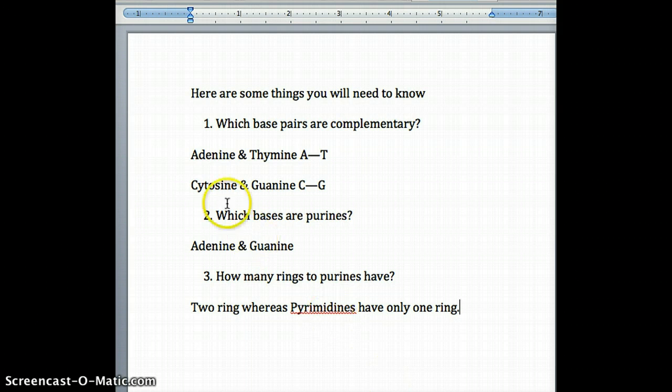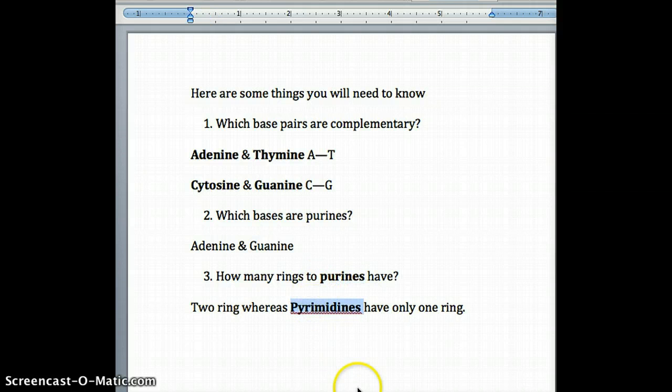Now, as you can see, you have a bunch of words that you now need to have in your vocabulary. You need to know adenine, thymine, cytosine, guanine, purine, and pyrimidine. You need to know how to spell these words, and you need to know which ones are which.